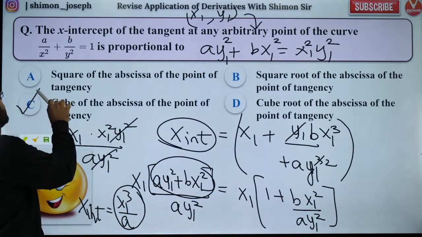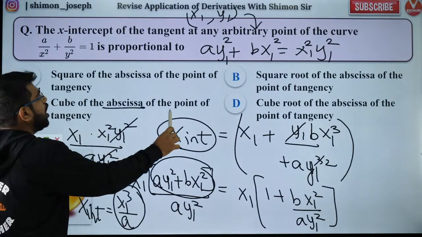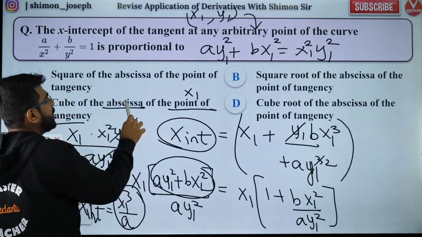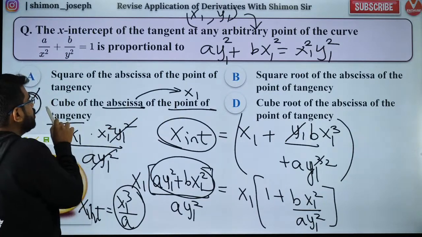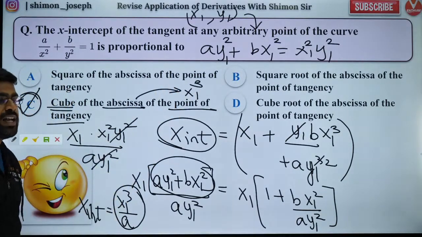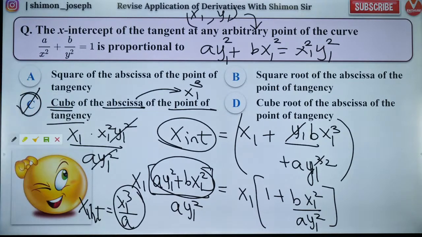So it is proportional to the cube of the abscissa of the point of tangency, which is nothing but x1. Abscissa means x coordinate. Cube means you cube it. Absolutely right. Did you all like it? Fantastic question, no? It is a brilliant question. Totally capable of coming in your exam. This is a JEE Main level question. I hope you liked it. It was absolutely fantastic. That is why I wanted to share it with you.